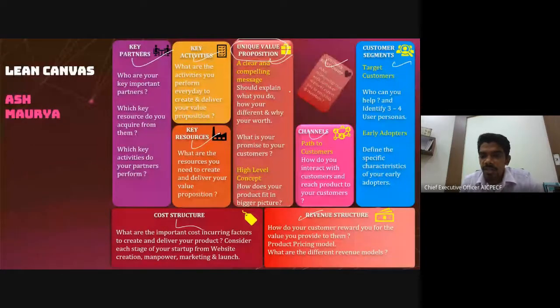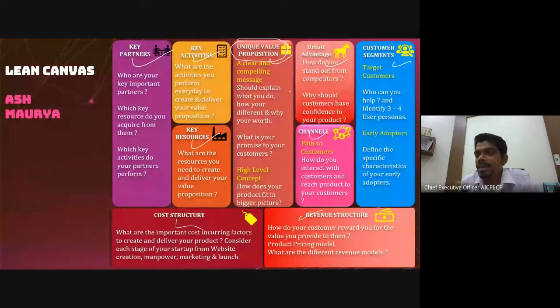What next did he change? He changed customer relationship into unfair advantage. So he identified that early stage entrepreneurs need to identify who their competitors are. That is very important. Knowing your competition. So here, what is the unfair advantage you have when compared to your competitors? What kind of advantage do you have in your business over your competitors? Okay, that Ash Maurya changed.